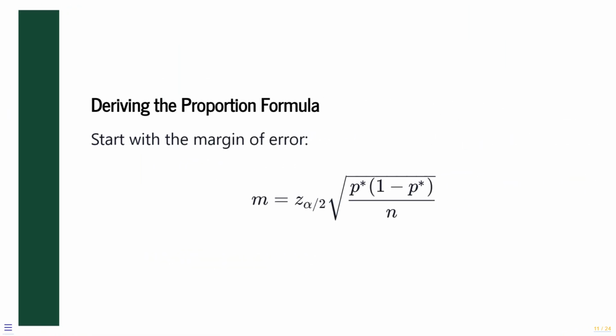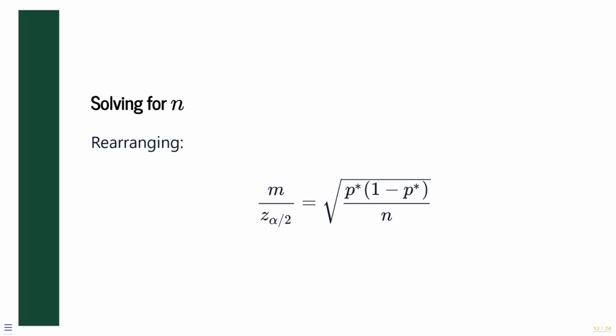This formula comes from rearranging the margin of error for a confidence interval for a proportion. The margin of error equals the critical value times the square root of p star times 1 minus p star divided by the sample size. To solve for the sample size, we first divide both sides by the critical value. This gives the margin of error divided by the critical value equal to the square root of p star times 1 minus p star divided by n.